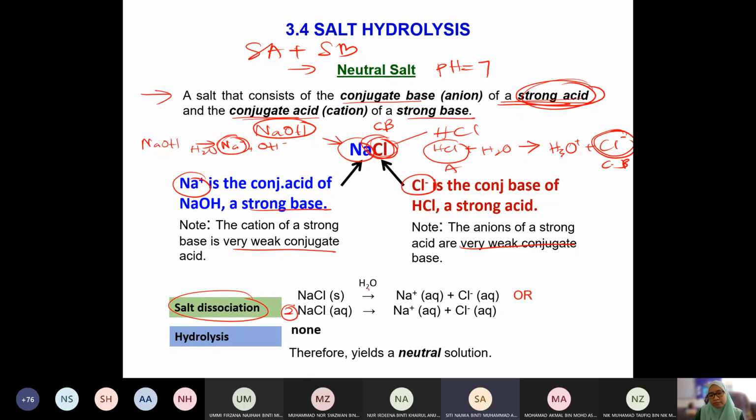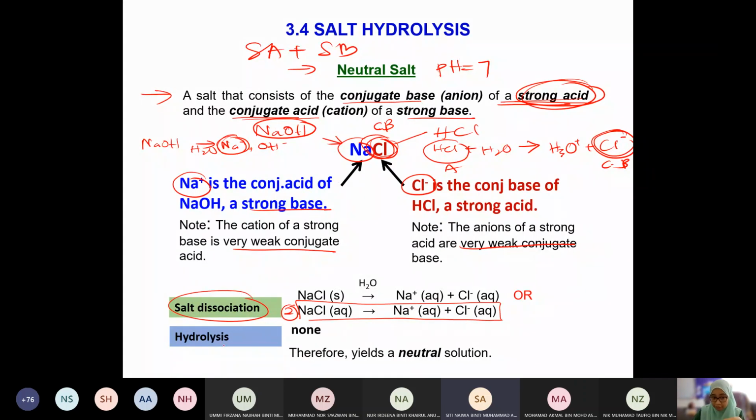Okay, so I prefer this one rather than the first one. It's actually the same. It's just that this one will be much more familiar lah. Okay, lebih senang lah. Aqueous, that means it needs to be dissolved in water first. Okay, sodium chloride in aqueous, it will produce sodium plus and chloride ion. Because before it undergoes hydrolysis, it needs to be dissociated first, guys.